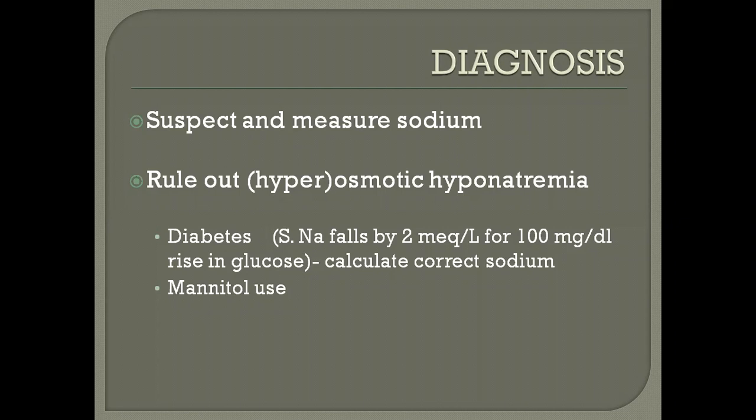So what happens in diabetes? Serum sodium falls by 2 milliequivalents per liter for every 100 milligram per dL increase in the blood glucose level. Therefore, you have to calculate the corrected sodium if you have uncontrolled hyperglycemia. So let's say the sodium value is 136 and the blood glucose is 300. The corrected sodium will be 2 milliequivalents for every 100. Here you have 200 more, so 4 milliequivalents have to be added to the sodium level to get the corrected sodium.